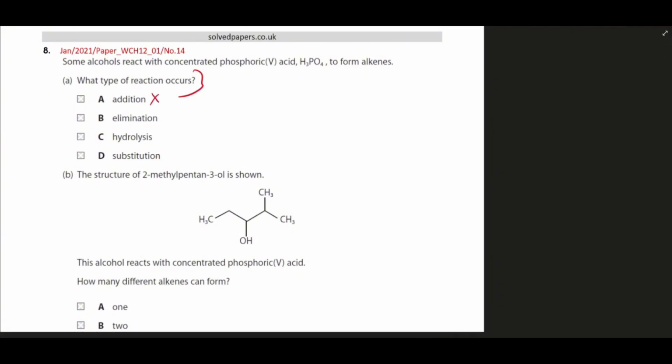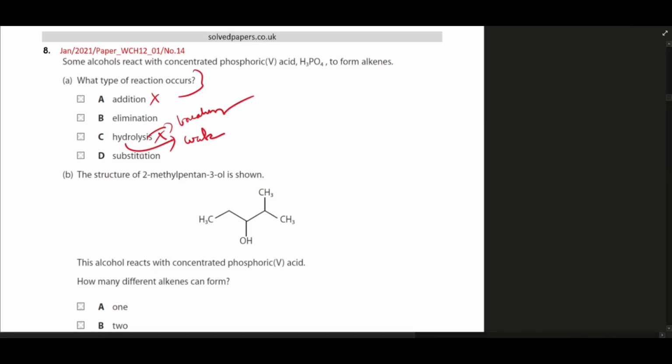Addition is not correct, first of all, because nothing is being added here. So that's gone. Secondly, hydrolysis. Where did water come in here? Hydrolysis means breaking a compound using water. Lysis means breaking, isn't it? So that's gone. Now this leaves us with B and D: elimination and substitution.